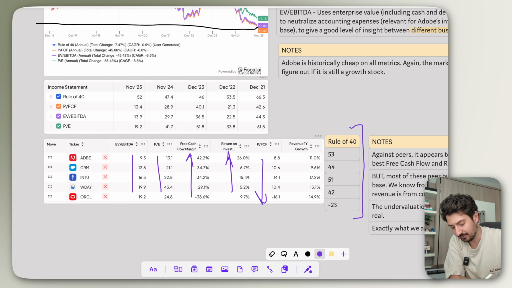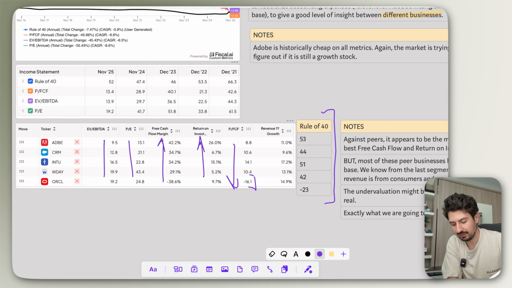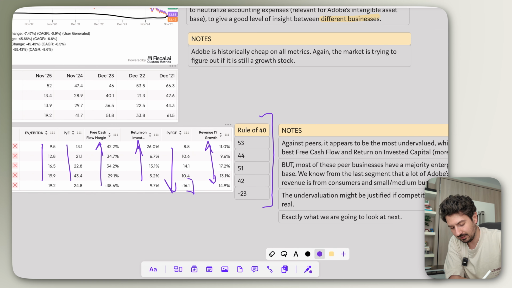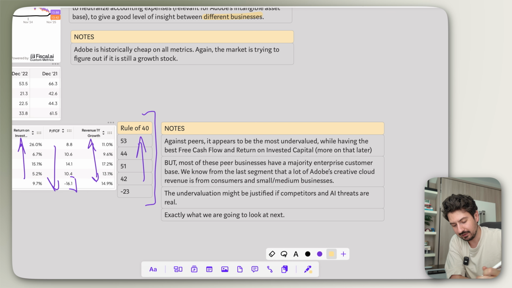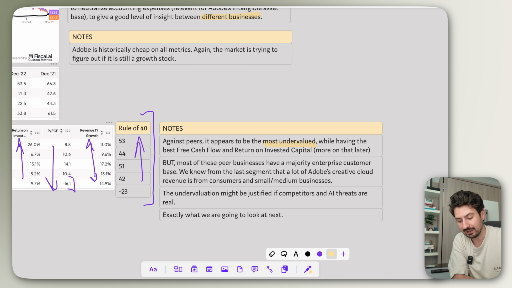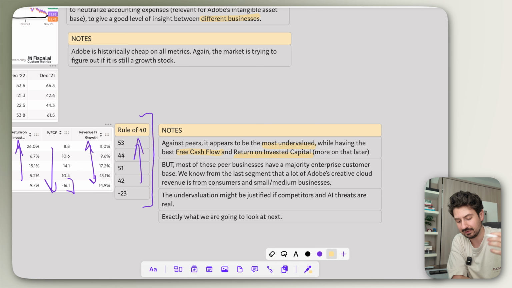Oracle is kind of lower, but it's in the negative, so that's a completely different discussion. There's a whole lot of context around it, so we can ignore that for now. For year-over-year revenue growth, Adobe is kind of in the middle. For Rule of 40, again, it is the best. Basically, against all its peers, it appears to be the most undervalued, I would say, with the best free cash flow and best return on invested capital, which we'll talk about a little more later.